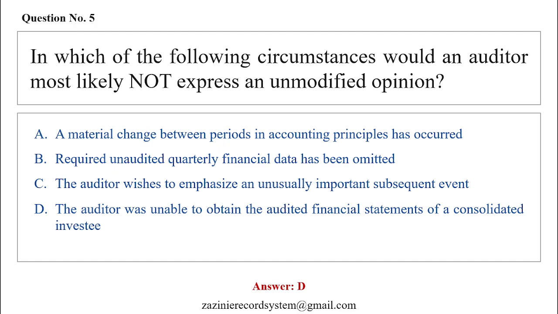Explanation. Letter D is correct because being unable to obtain the audited financial statements of a consolidated investee is a scope limitation, and a significant scope limitation is exactly what prevents an unmodified opinion. The other situations, such as a change in accounting principle or emphasizing a subsequent event, are all handled with an unmodified opinion plus an added emphasis of matter paragraph, not a true modification.